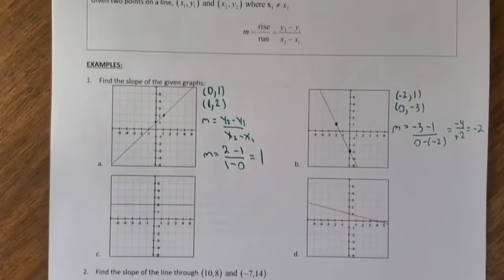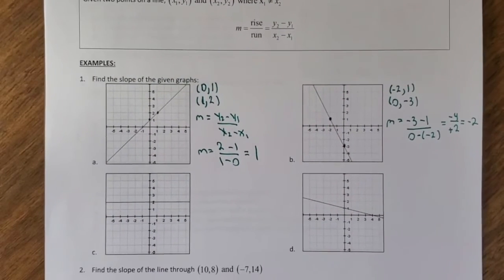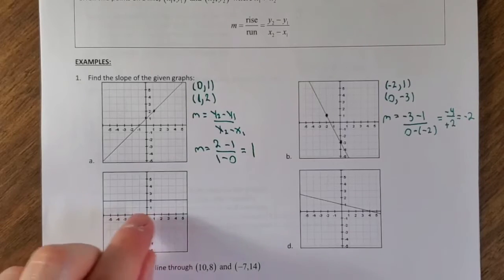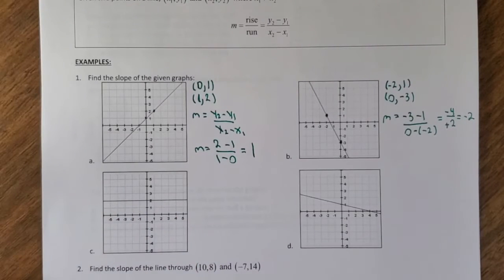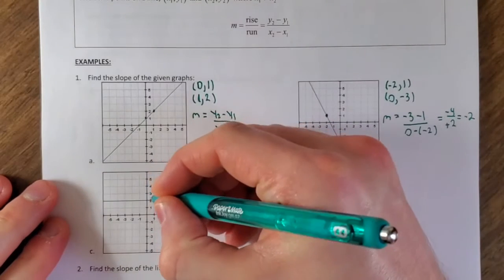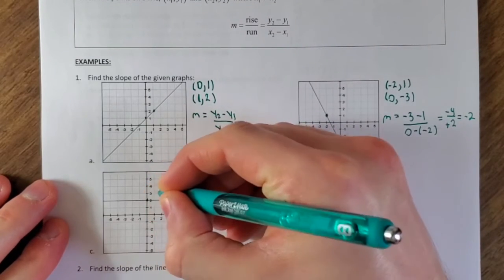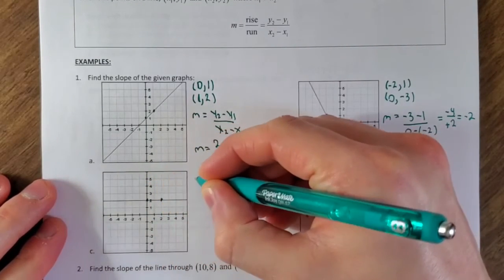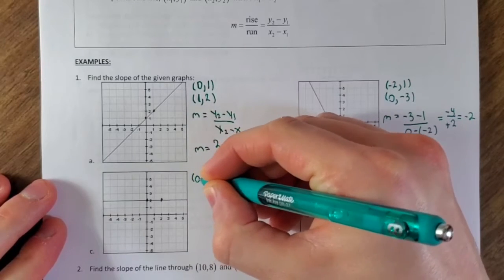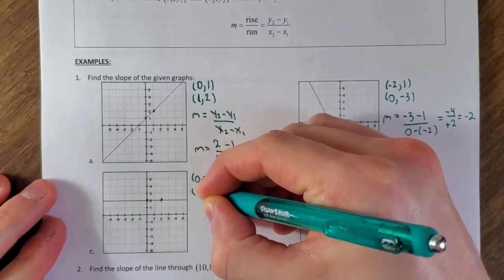Okay, so for letter C, we can see that we immediately have a horizontal line here, which we know has a slope of 0, but let's just also go ahead and calculate that just to prove it for ourselves. So I'm just going to take 2 points off of this line. So I've got (0, 2), and (2, 2).